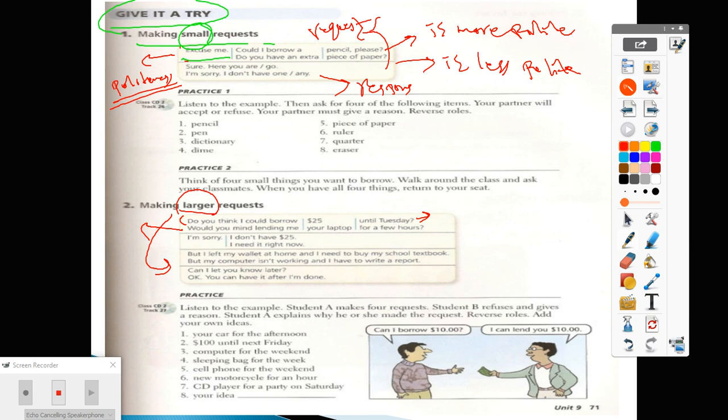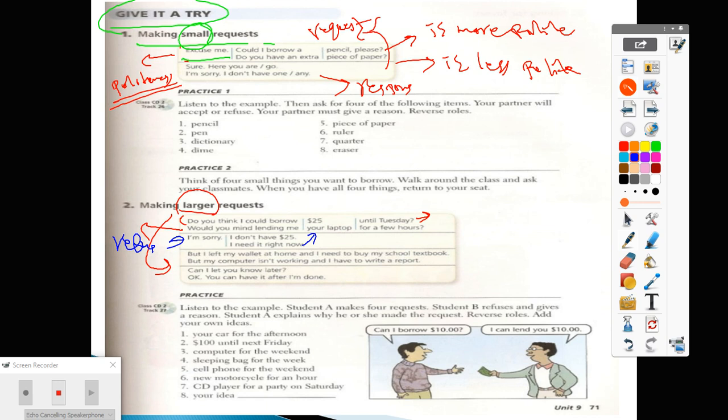Now, if you want to refuse, you say, I'm sorry, I don't have $25. In this situation, you are not obliged to lie. You are not forced to lie. You say, I'm sorry, I don't have $25. I'm sorry, I need it right now. This is for the second one, when he said, would you mind lending me your laptop?